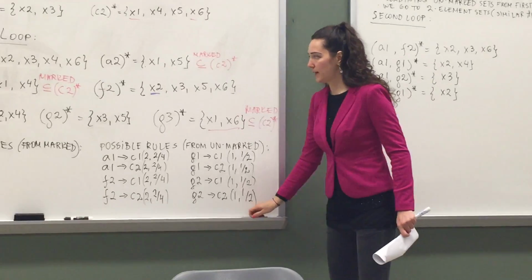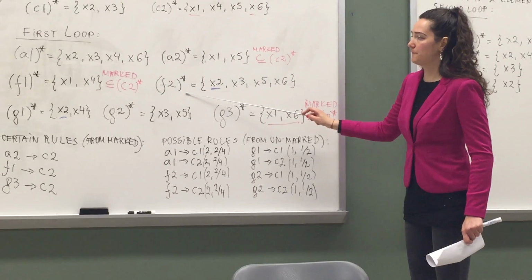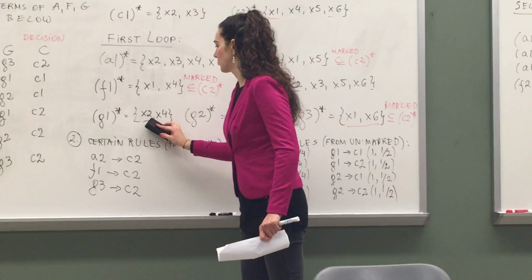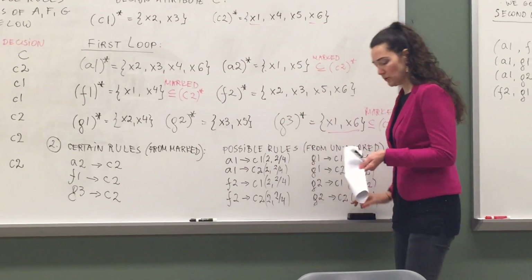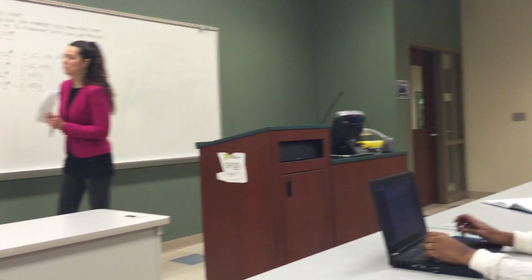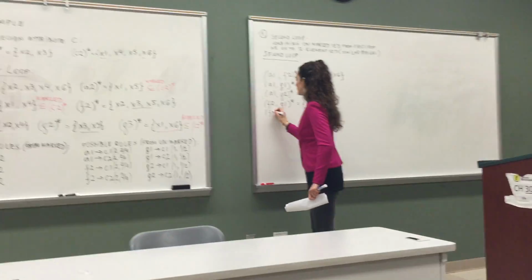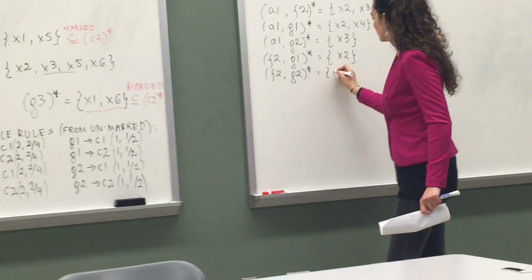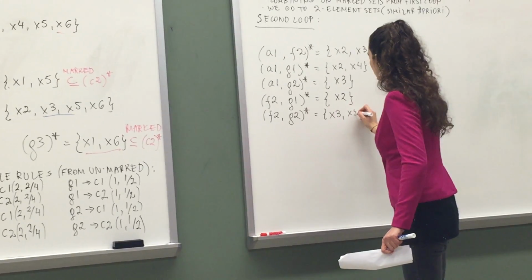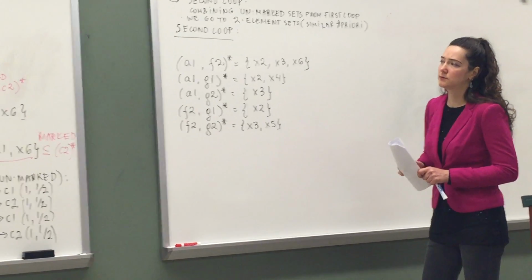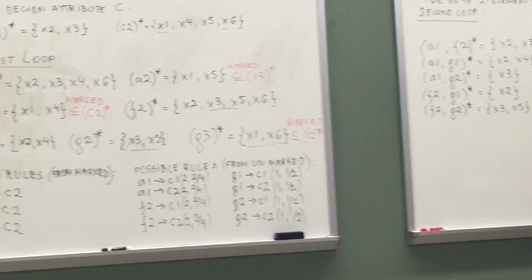Next, we'll combine F2 and G2. Is there intersection between those? X3 and X5. F2 and G2. And the last one, oh, we don't have any more.